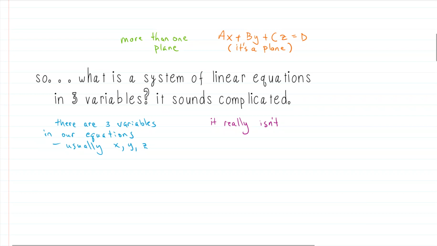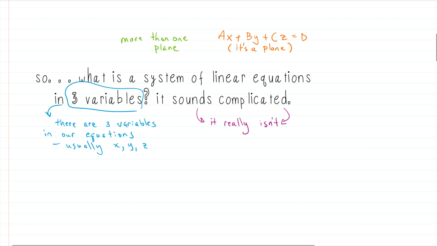Because it sounds kind of complicated, but lucky for you, the truth is it really isn't complicated at all. It's actually pretty straightforward. So let's start at, I think, the easiest part of these, the three variables. They say in three variables, but really all that means is that you have three variables in your equations. And usually we deal with x, y, and z's. But they can be any three variables, and they don't necessarily need to be x, y, and z. But in three variables, that just means we've got three variables in our equation. That's it.